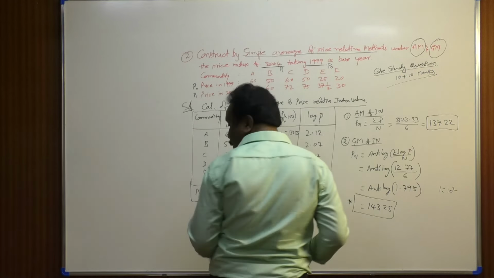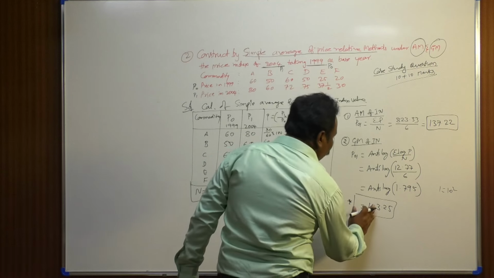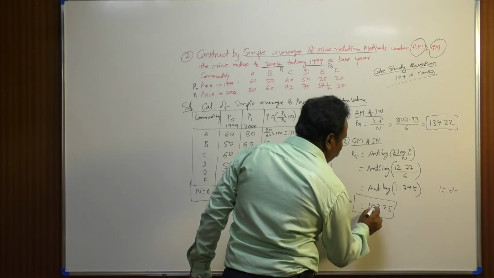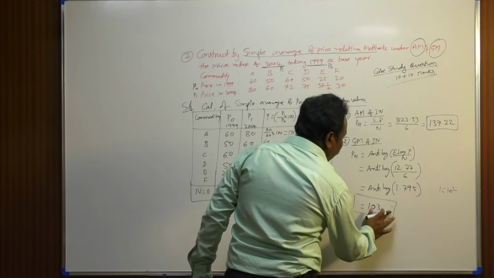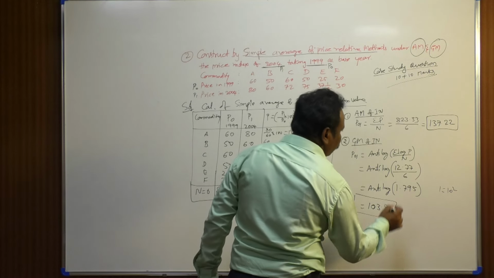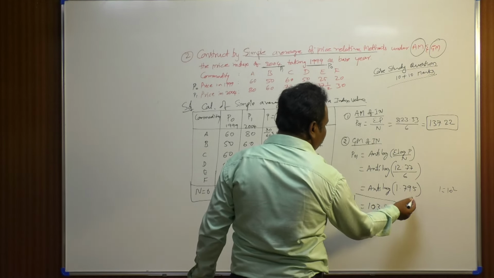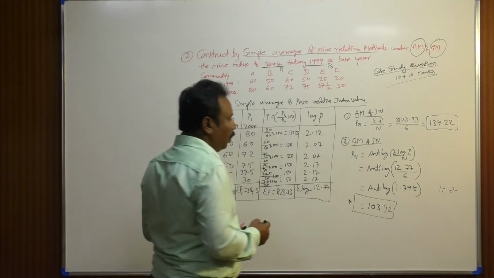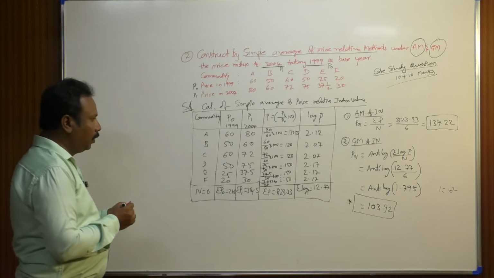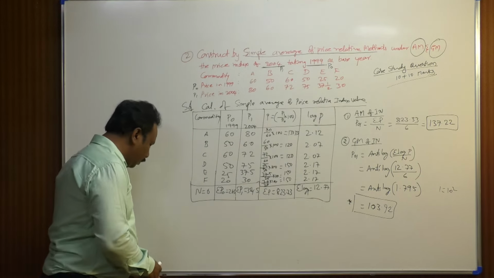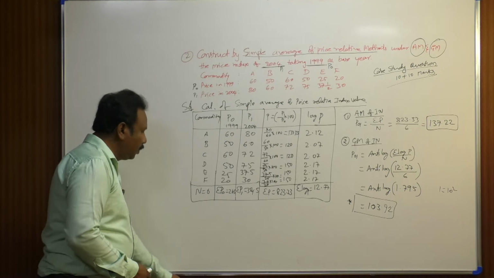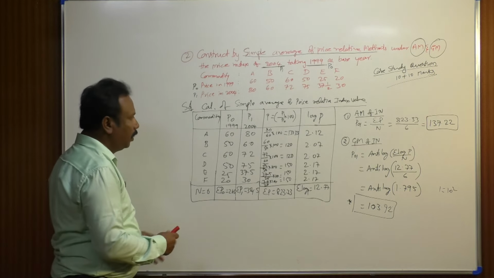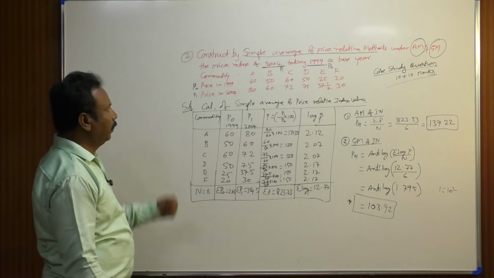Now, this is 103.92, 103.92, based on 1.79, antilog of 1.795. So, this is the solution under arithmetic mean and geometric mean.